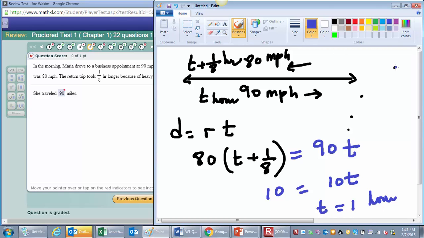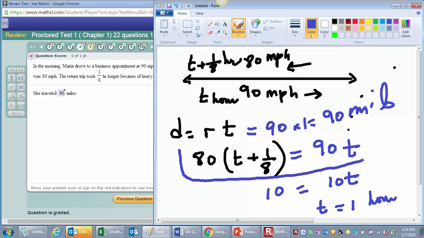If the time is 1 hour times 90, that would be the distance. So the distance would be 90 times 1, which would be 90 miles. So that's all we have to find. As you see, we use this formula here, distance equals rate times time, and we found t, the time. The time t is 1 hour. And if you multiply the time times the rate, you get the distance. Now you can use this one, 1 plus 1 over 8 times 80, and you also get 90 miles.